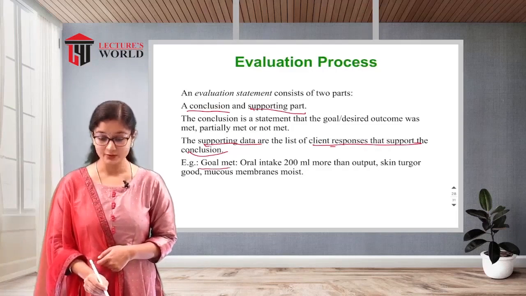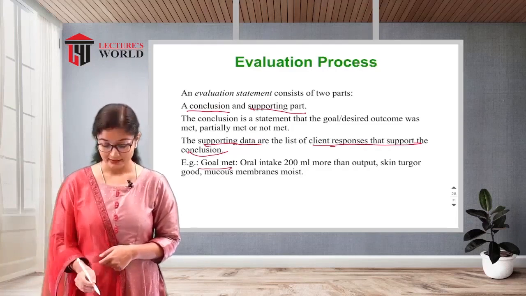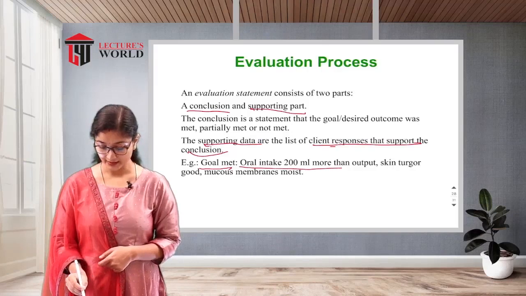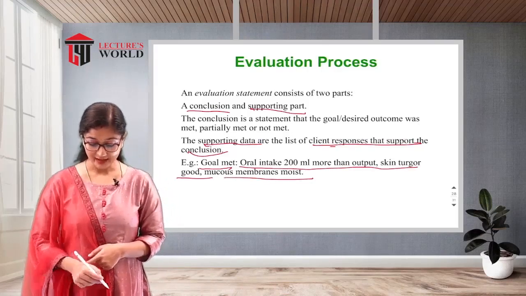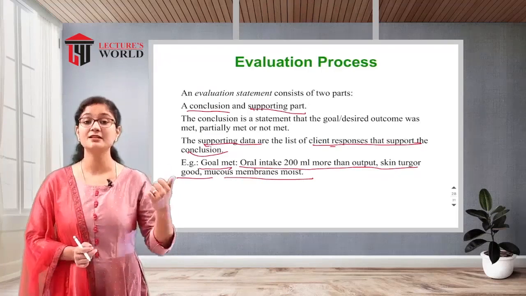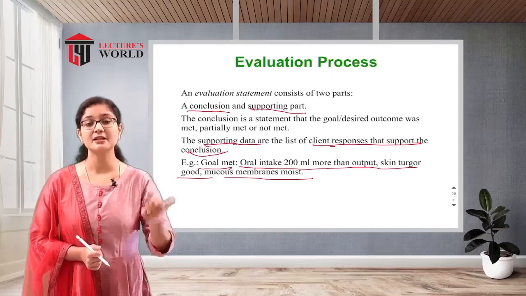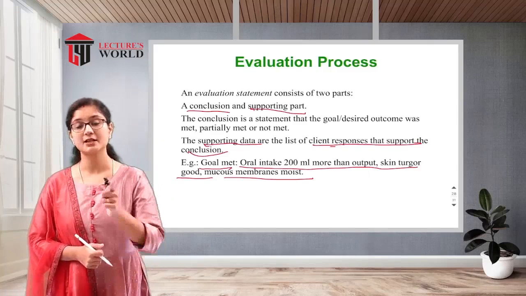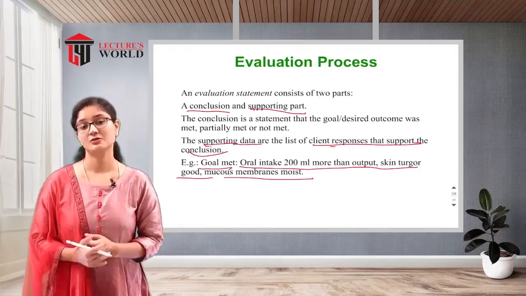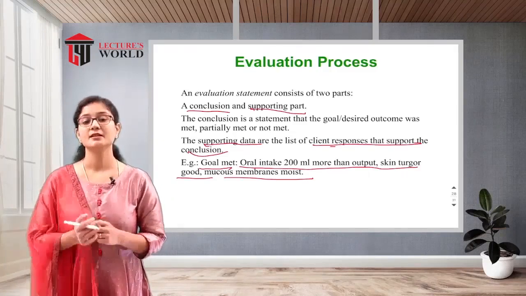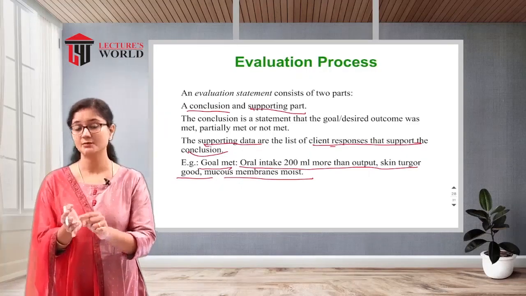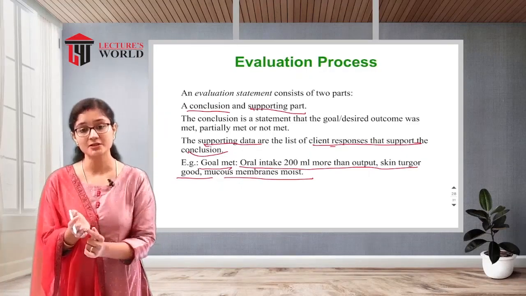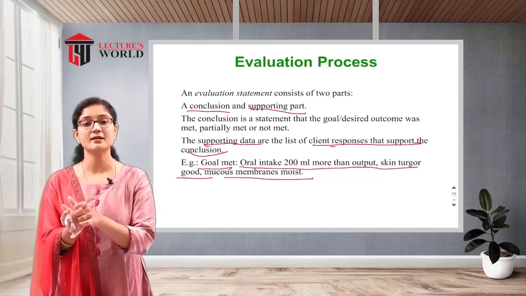मैंने लिखा है goal met. How did I say the goal was met? That is the oral intake 200 ml more than output, skin turgor good, mucous membrane moist. These are the different things I must have written in the desired outcome. The same thing, if I am able to achieve, I will write it down in my evaluation also. Are you understanding? Whenever you are writing evaluation, you have to write goal met, partially met, not met. So if you are writing partially met, तो उसके आगे supporting data has to be there.